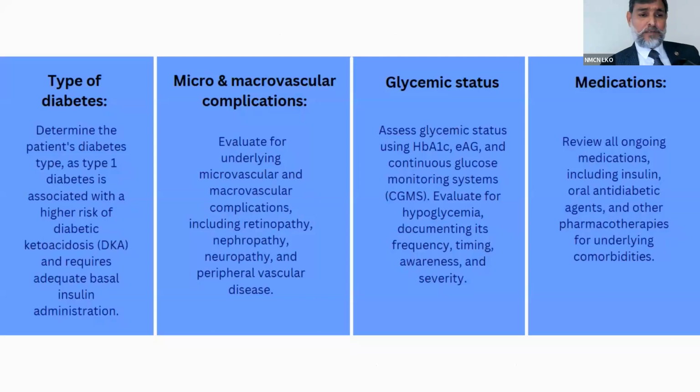Types of diabetes make a difference, so determine the patient's diabetes type, as type 1 diabetics are associated with high risk of diabetic ketoacidosis and require adequate basal insulin administration. As we know, type 1 diabetics don't produce insulin in the body, so they are solely dependent on outside insulin supplementation. That's why we have to be a little careful about type 1 diabetics.